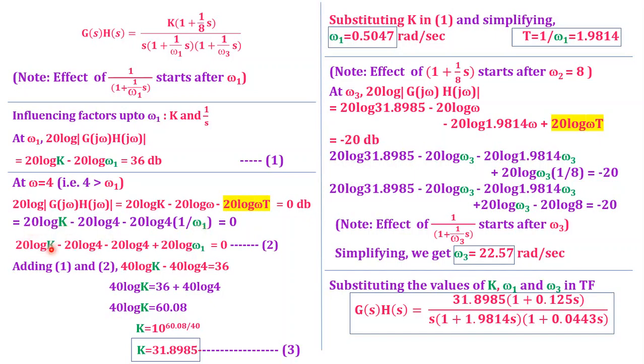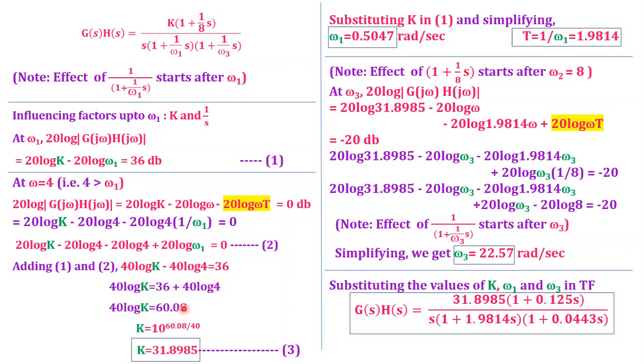So 20 log k minus 20 log 4 minus 20 log 4 minus 20 log, this omega 1 is there. The log of 1 by omega 1 is minus log, so minus of minus is plus: plus 20 log omega 1 equals 0. So this is equation 1, this is equation 2. Two equations, two unknowns. We can easily solve these equations. If we add these two equations, we get 40 log k minus 40 log 4, and these two terms cancel each other. 36 plus 0 is 36. Therefore, solving, 40 log k equals 36 plus 40 log 4.